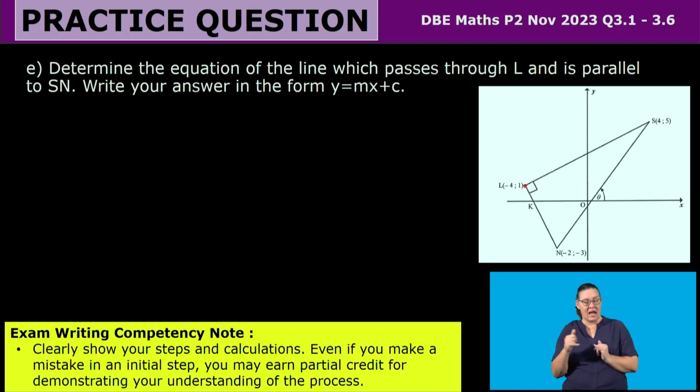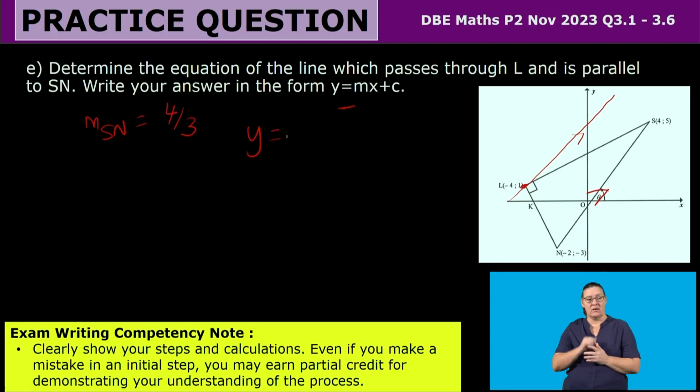This line is not drawn, so therefore we need to draw it in ourselves. It's going through L. That's what it's doing. Okay, it's parallel to SN. Parallel lines have equal gradients. Remember, we worked out previously that the gradient of SN was 4/3. So therefore, the gradient of this line that passes through L is also going to be equal to 4/3. So in y equals mx plus c, we know that m is going to be equal to 4/3.